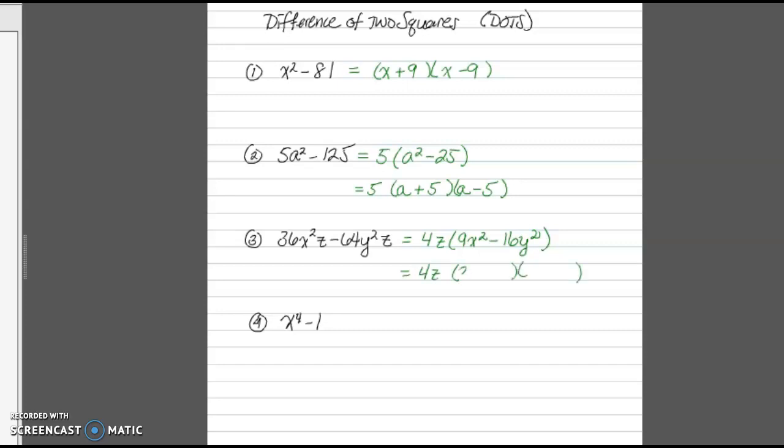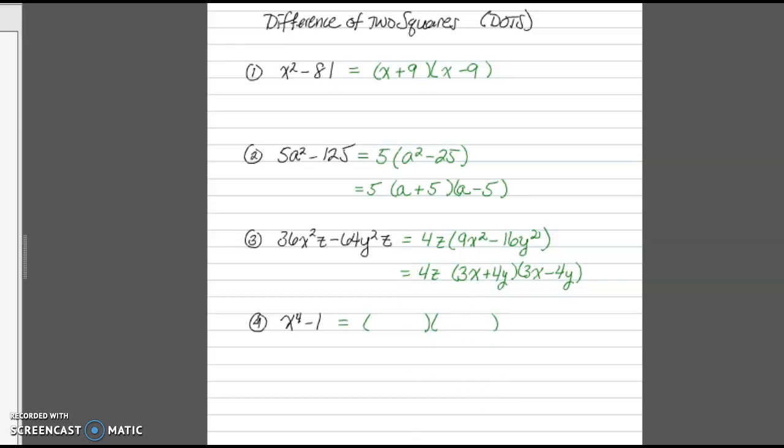two squares. The square root of 9 is 3, and so I have 3x and 3x in each of the first positions. And the square root of 16 is 4, and we have y squared. So we have plus 4y and minus 4y. Notice again that I have that GCF term there as well.